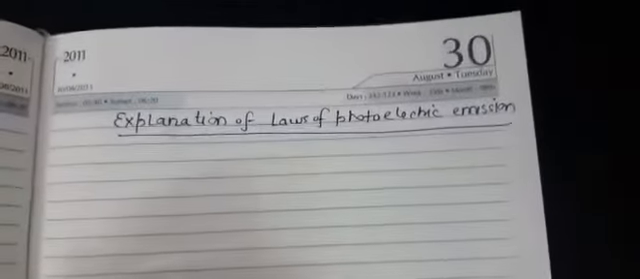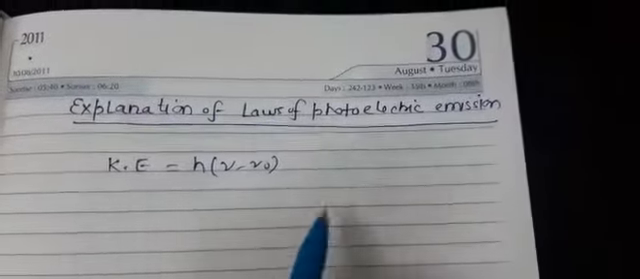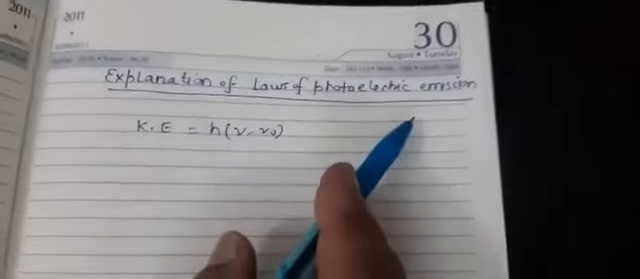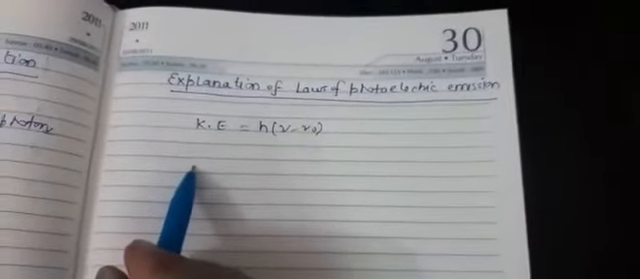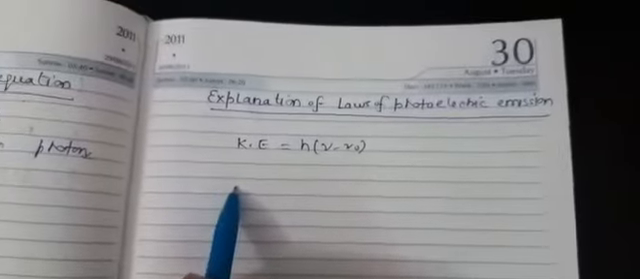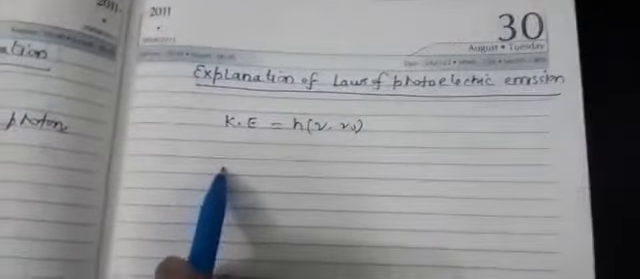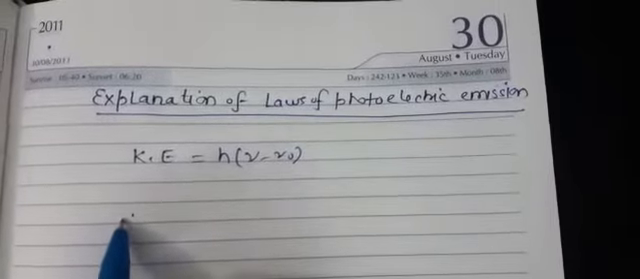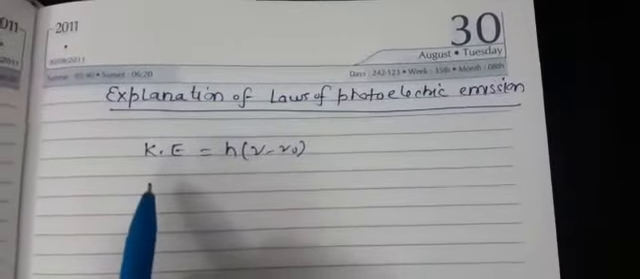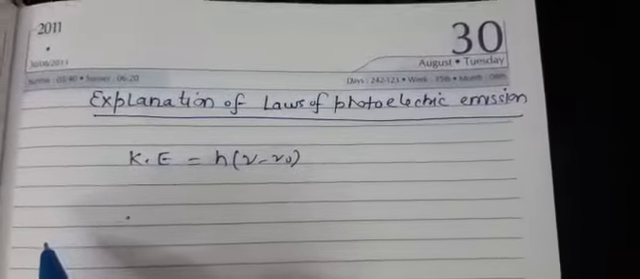Now from Einstein's photoelectric equation, that is, kinetic energy is h times (nu minus nu naught), we will explain the laws of photoelectric effect. As one incident photon ejects one photoelectron from the metal surface, what does it mean? The number of photoelectrons emitted per second depends upon the number of photons incident on the surface per second, which again depends upon the intensity of incident radiation. So the number of photoelectrons emitted depends upon intensity.